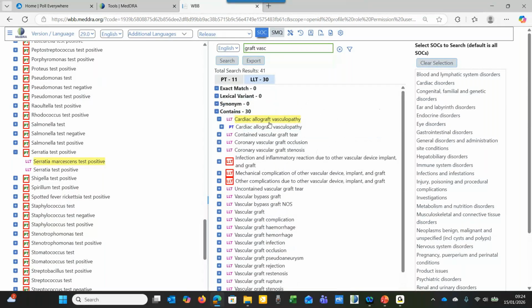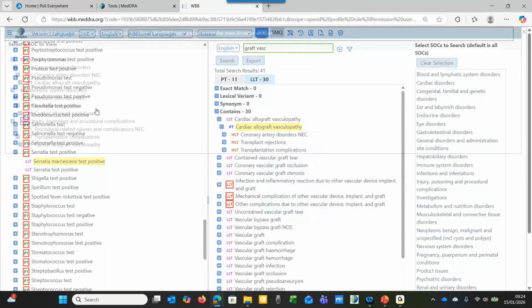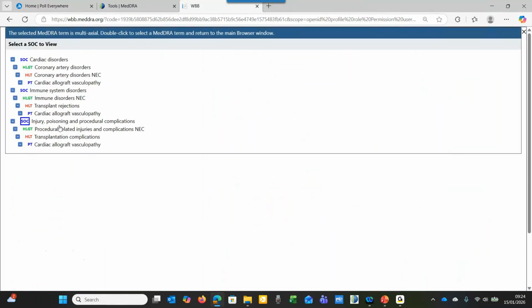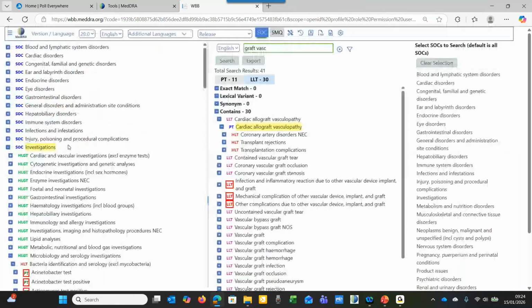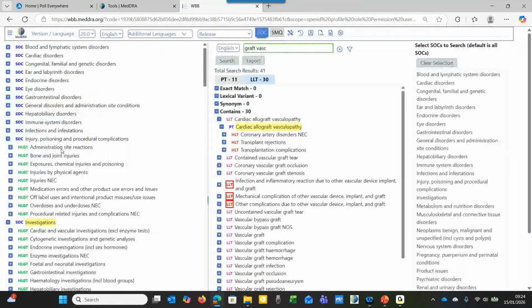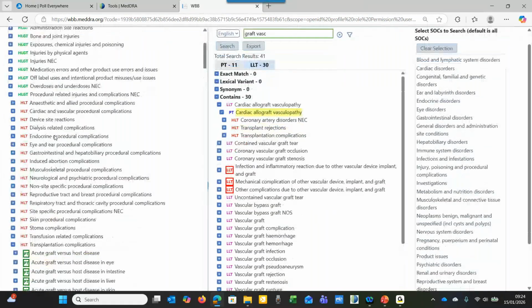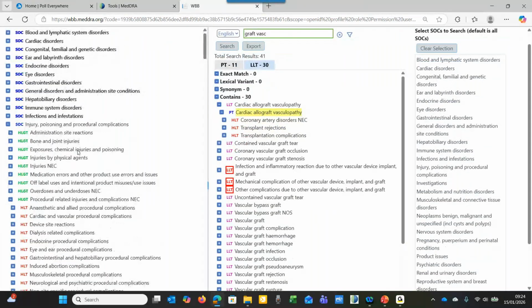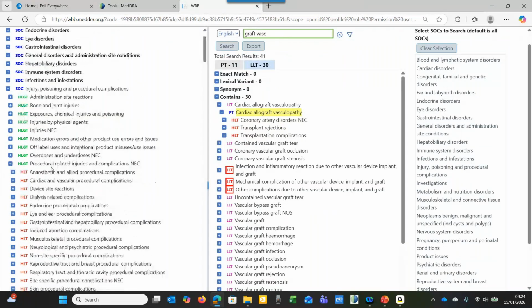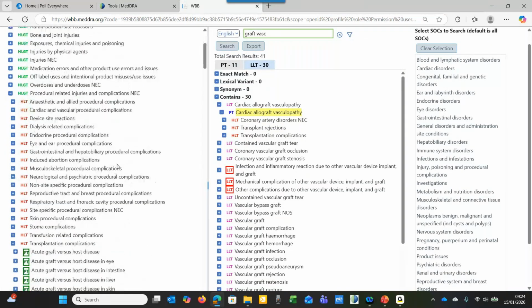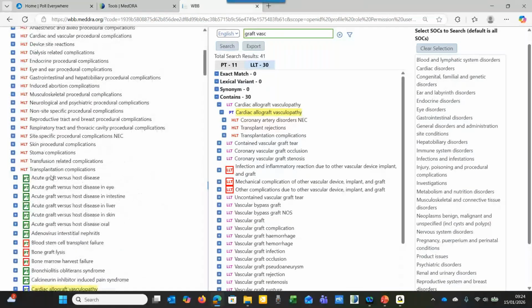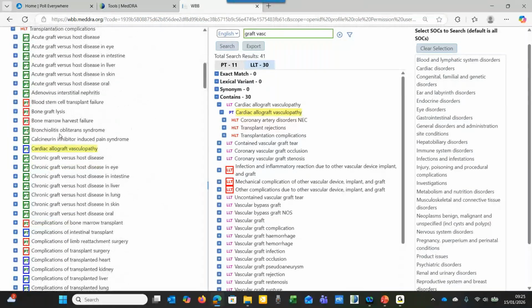Cardiac, but we don't know. Let's have a look at that one in the hierarchy. Go to the browser. Cardiac allograft. It's a complication within injury, poisoning, and procedural complication. It's a procedural related complication. And then down here, transplant complications. So it is listed as a complication, but it's cardiac.